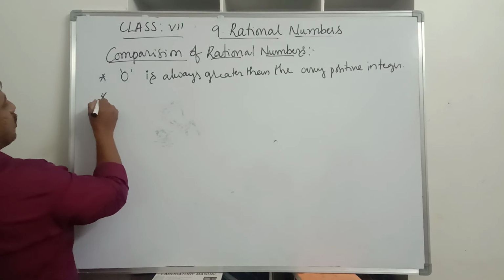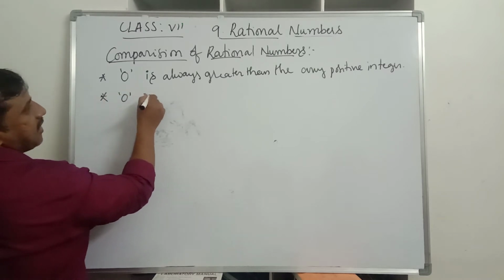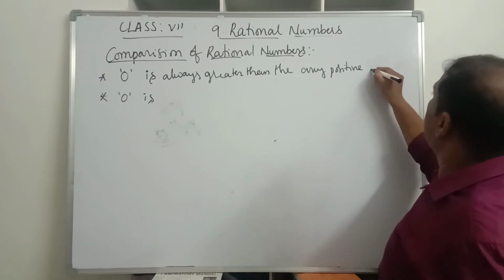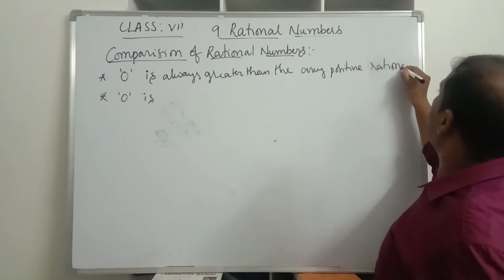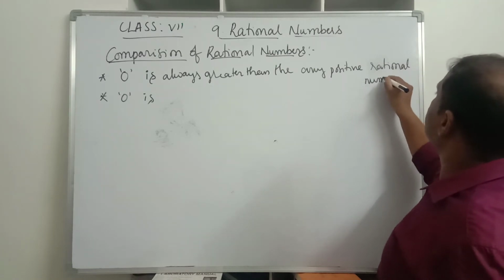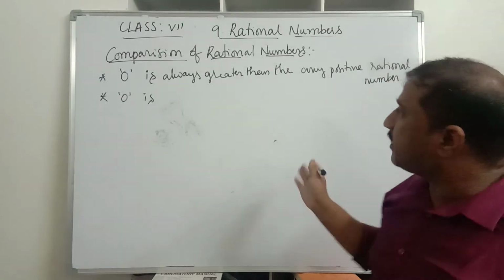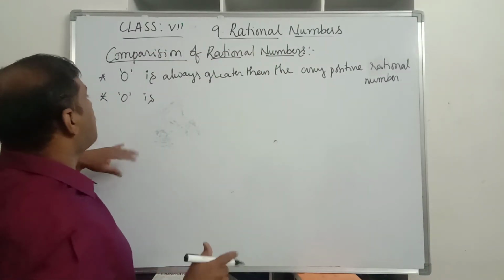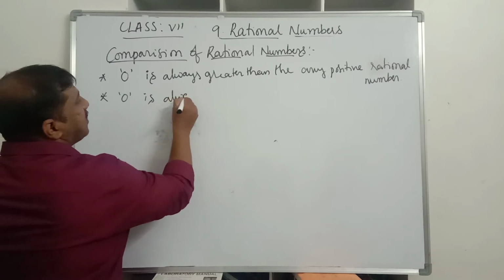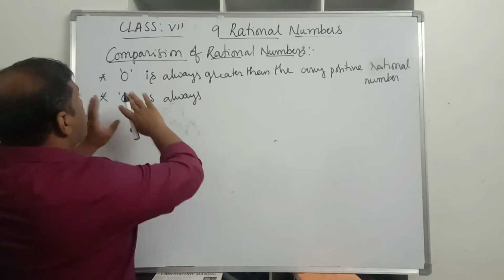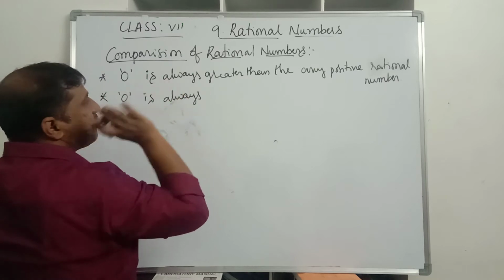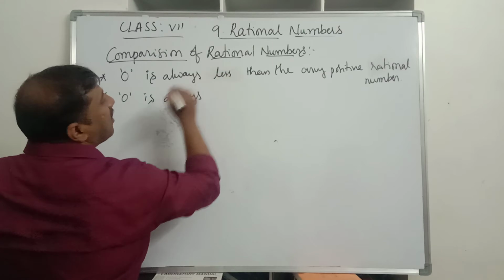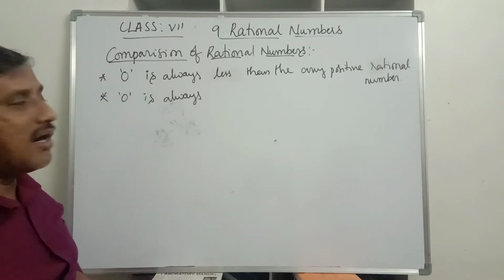Now what about 0 with the negative integers? Sorry, any positive rational number, not integer. 0 is always, sorry, extremely sorry, 0 is always less than or smaller than any positive rational number.